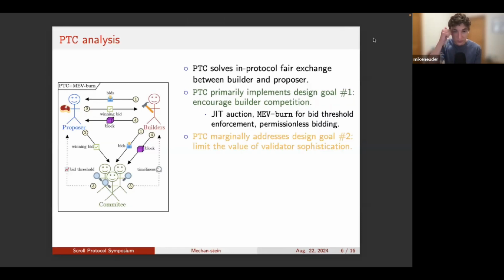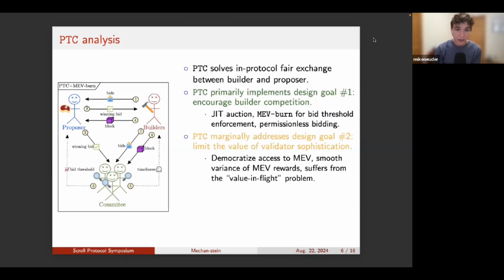Now, for design goal number 2, which is limiting the value of validator sophistication, I say PTC kind of marginally addresses this. And I say marginally because there's a few things that contribute to this from the PTC design, and there's a few things that kind of count against this. On the for side, it definitely does democratize access to MEV.